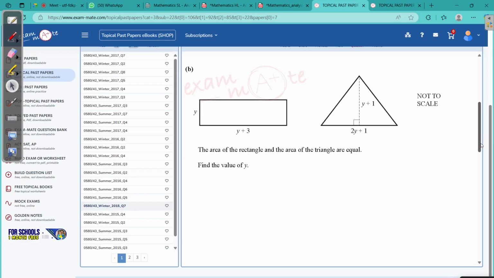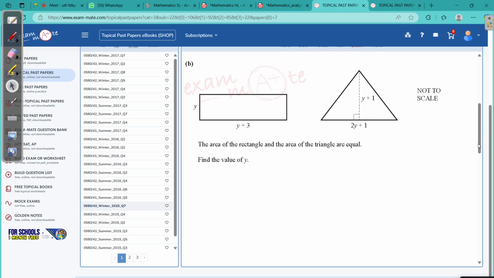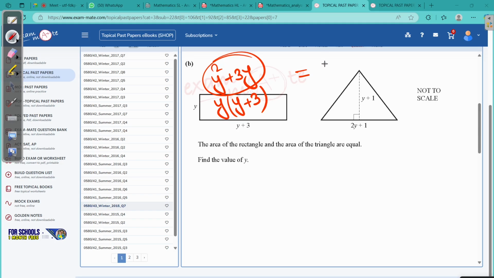Okay, please leave this. The area of the rectangle and the area of the triangle are equal. Find the value of y. Okay, so the area of the rectangle is obviously going to be y multiplied by y plus 3, so y squared plus 3y. And then that is equal to the area of the triangle, which is going to be 2y plus 1 multiplied by y plus 1.